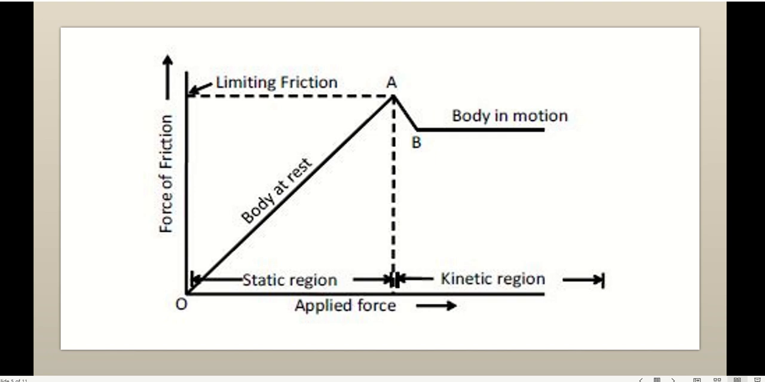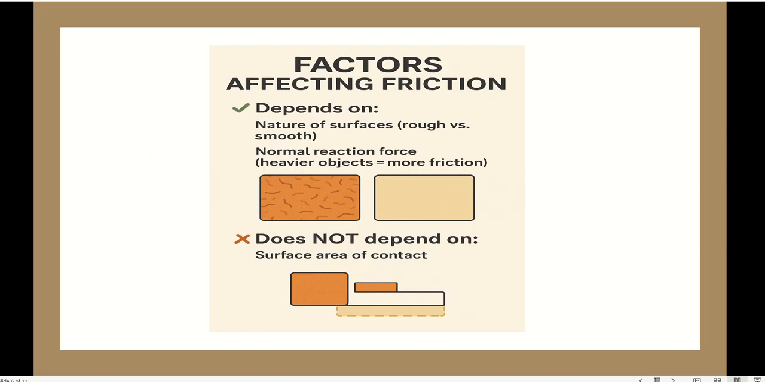And then once we reach the limiting friction, which is the highest or the maximum static friction, now the object would start moving. And if you see the kinetic region, we call it kinetic because the movement has begun. So this is dynamic friction, where the body would be in continuous motion. Next, some factors which can affect friction are the nature of the surface and the normal reaction force. The surface area of contact does not affect the friction.